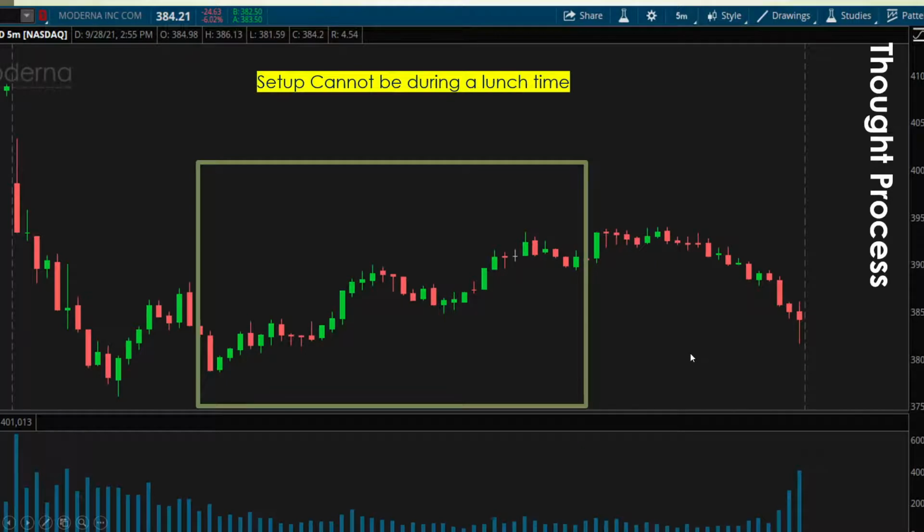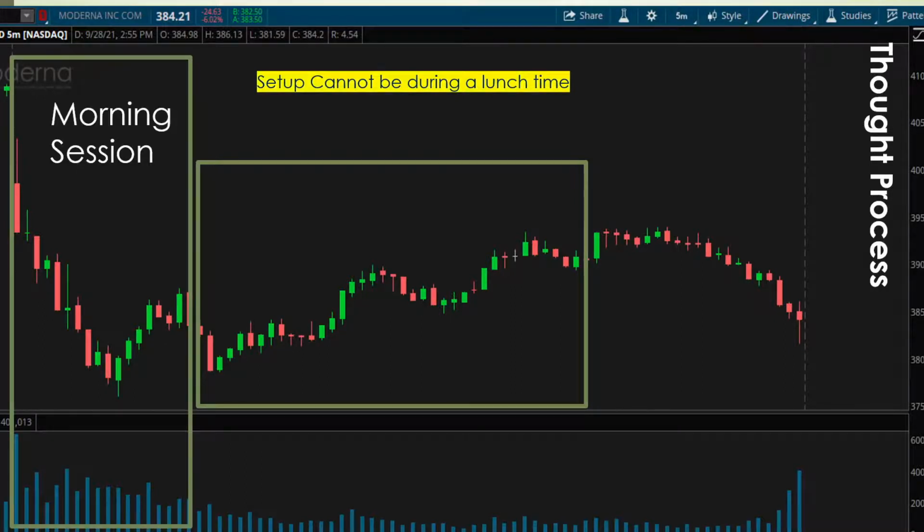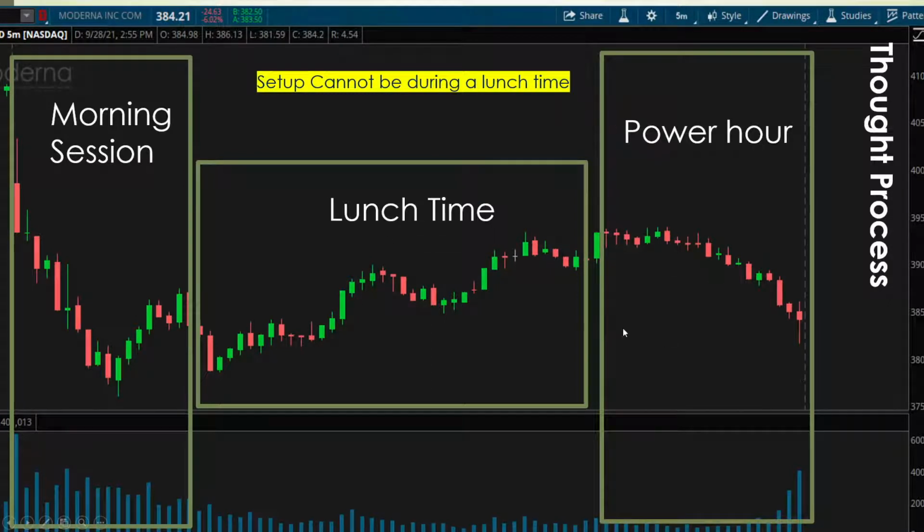What that means is that the setup I'm trying to trade is not setting up during lunchtime. I want to make sure that I'm not trading during lunchtime. In order to understand lunchtime, you need to understand there are 3 different time sections during the day in which the stock behaves differently. Number 1 is the morning session, the second is lunchtime, and the third is power hour.